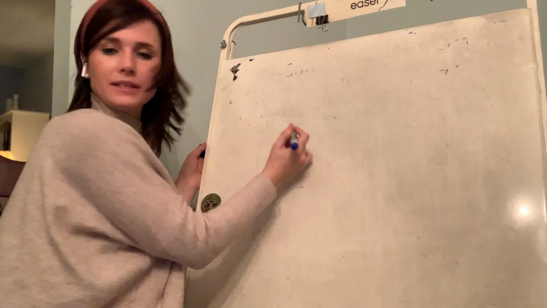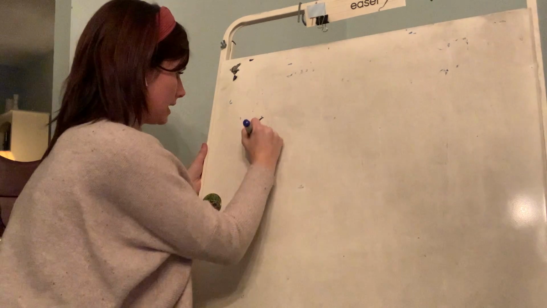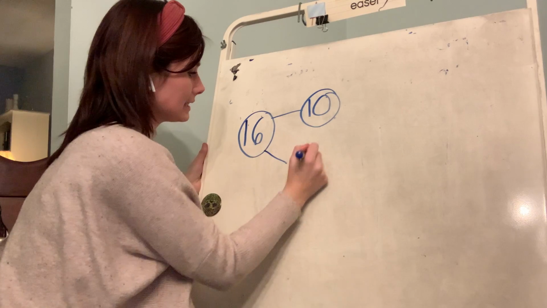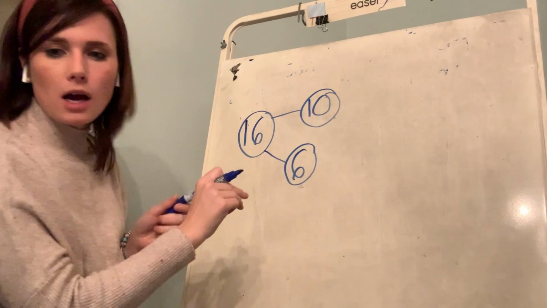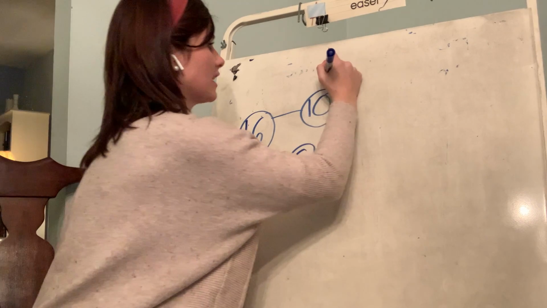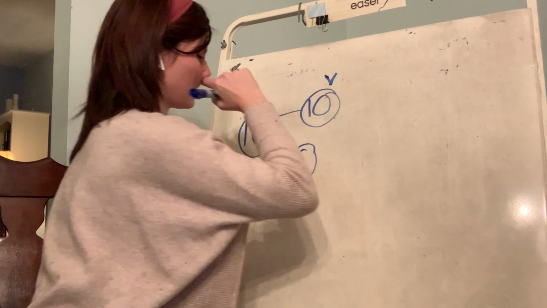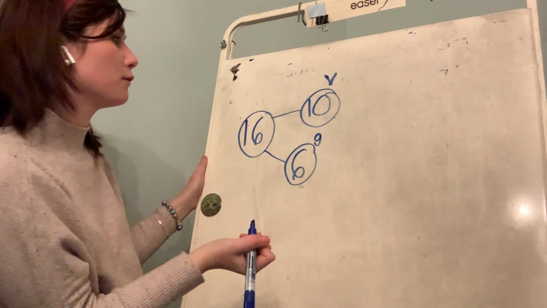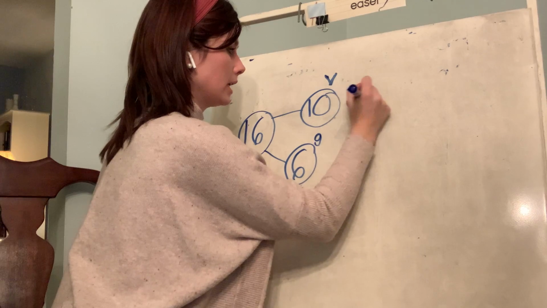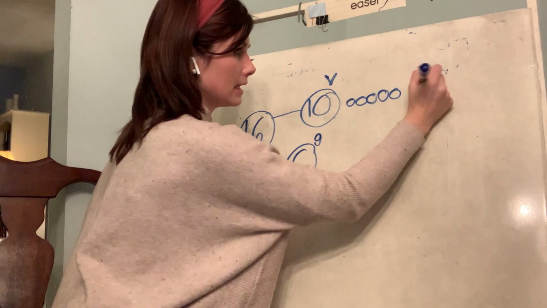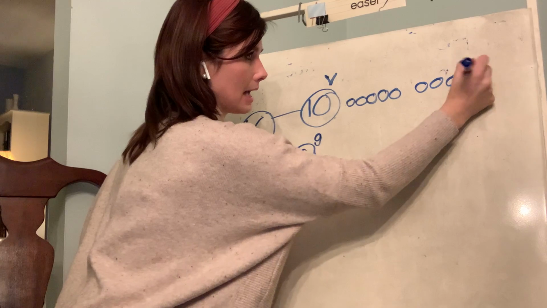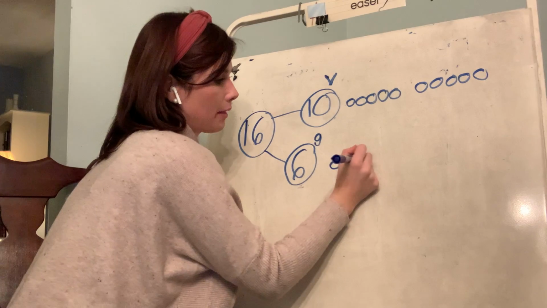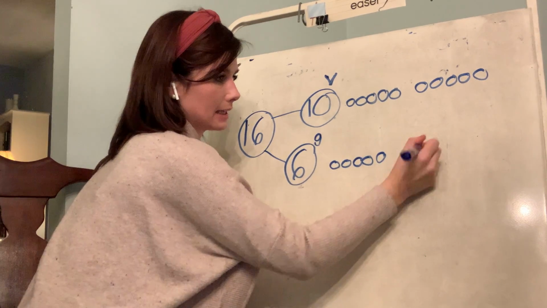All right, I'm going to draw this quickly up here. We have our number bond. 16 is our whole. 10 is a part. And 6 is a part. All right, 10 were on a vine, so I'm gonna label that V for vine, and 6 were on the ground, so I'm gonna label that G for ground. And then I'm gonna draw my 10. 1, 2, 3, 4, 5, 6, 7, 8, 9, 10 on the vine and 6 on the ground. 1, 2, 3, 4, 5, 6.